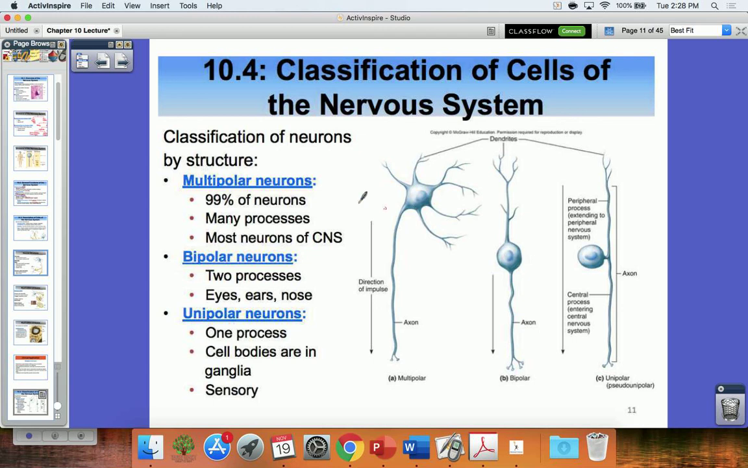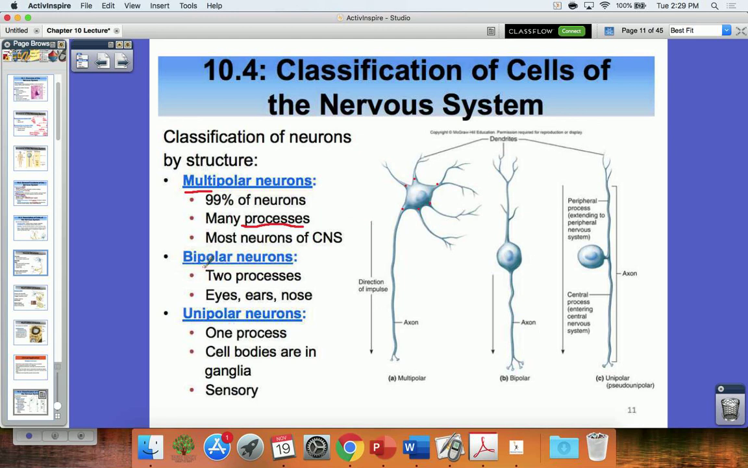And these three examples are actually named based on the amount of projections or the amount of processes that come from the cell body. And so, multi, you all already know, multi means many. And so, we have many processes from the cell body. You notice we have several processes that are stemming from the cell body. So, this is a multipolar neuron, and most of the ones that we have in the body itself, most of the ones in the CNS are going to be multipolar neurons.